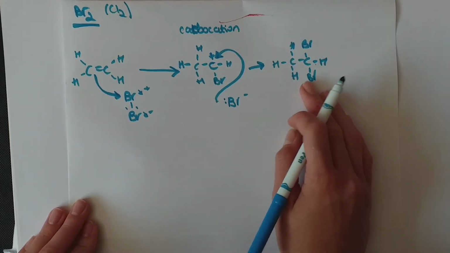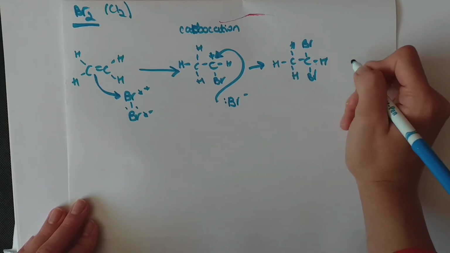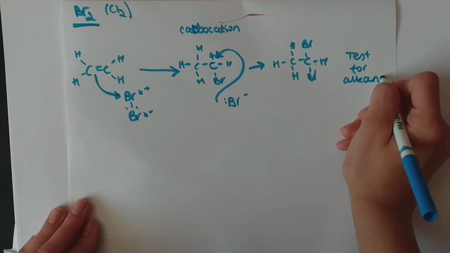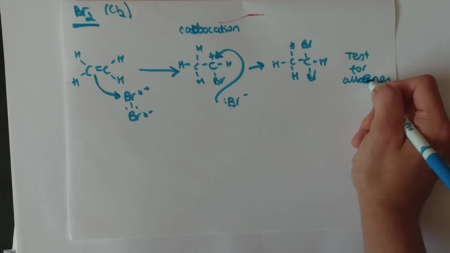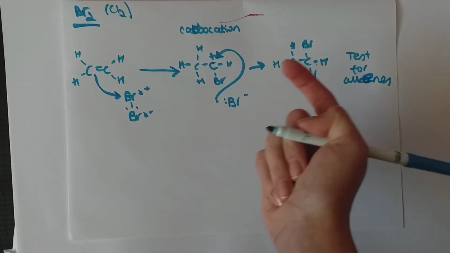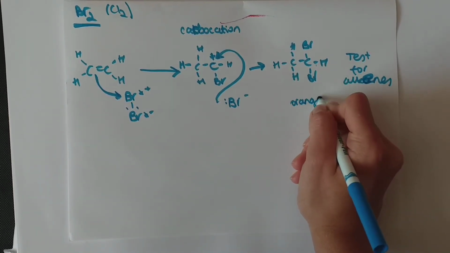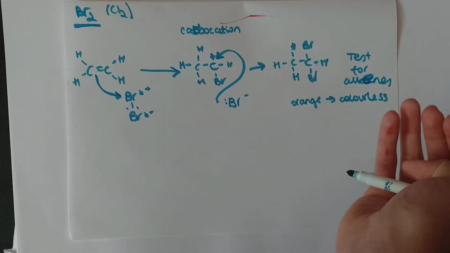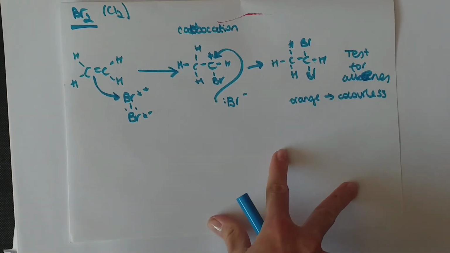This reaction is actually a test for alkenes. If it's an alkene and our bromine joins the compound, the color of the solution will go from orange to colorless. However, if it was an alkane, the color wouldn't change.